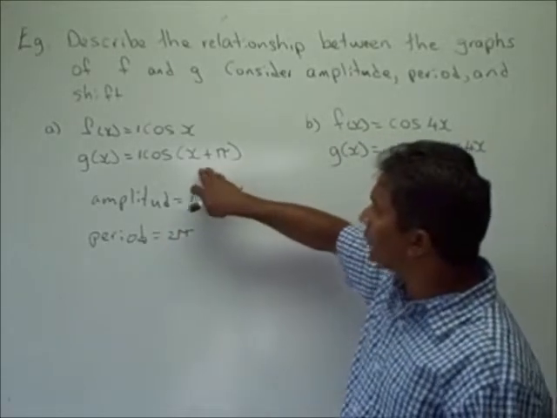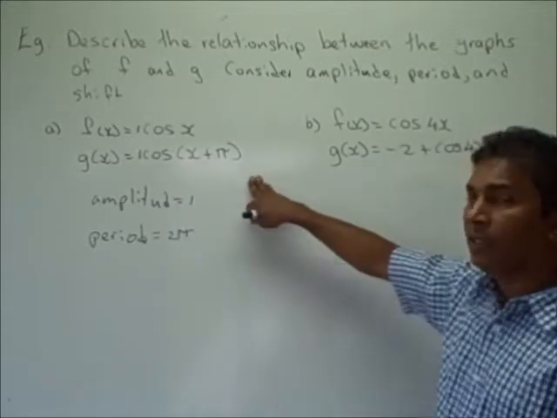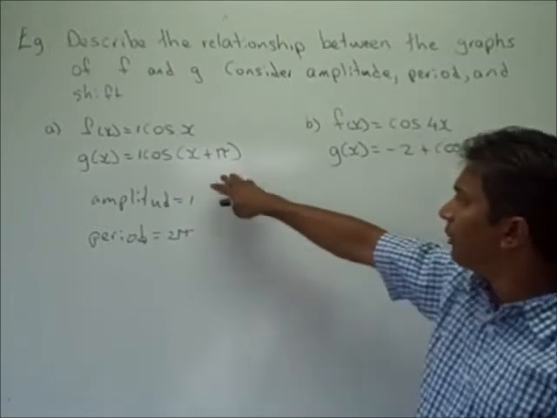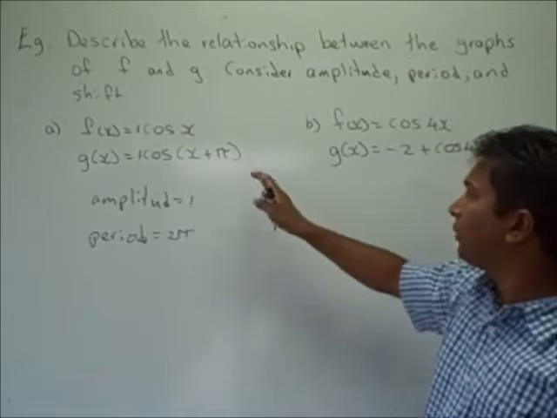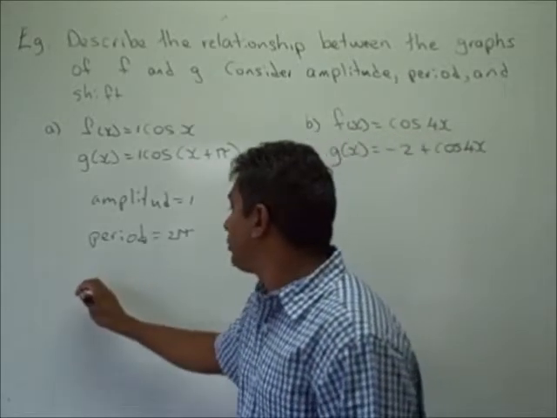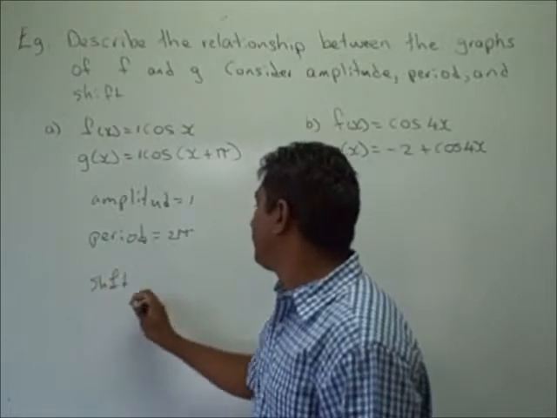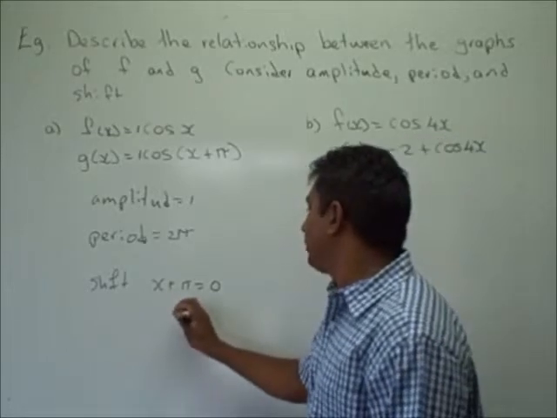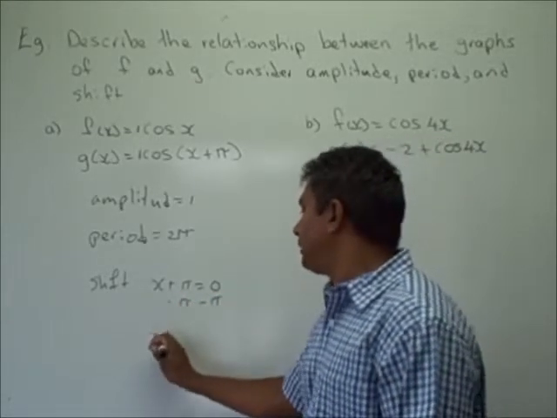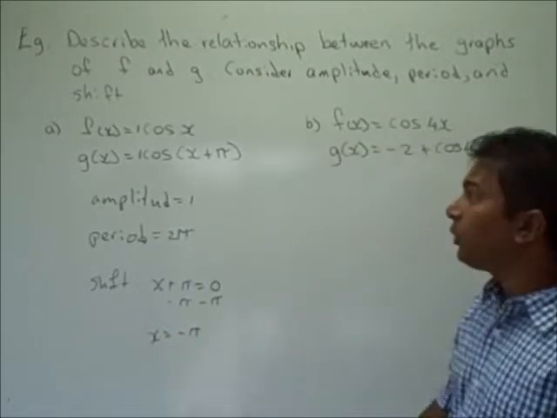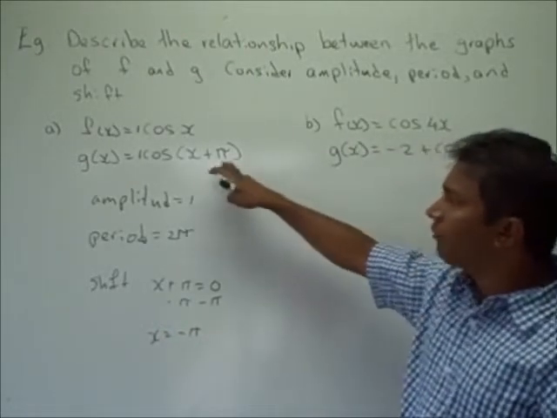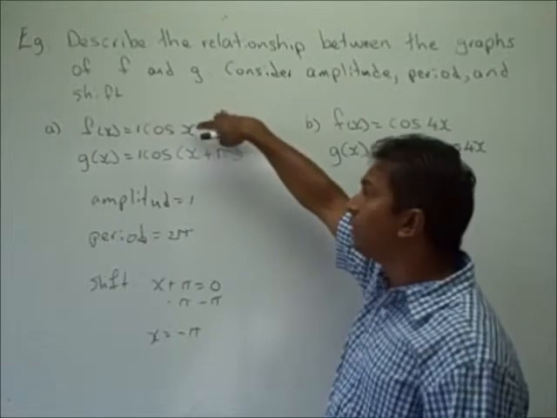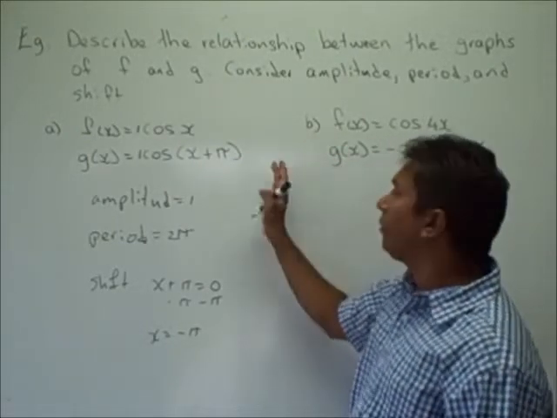And the second one, g of x, we realize it's now x plus pi. Whatever is inside the parentheses is a horizontal shift. And we can determine our horizontal shift by setting this equal to 0 and solving it. So our shift would be x plus pi equal to 0. So subtract pi from both sides. x is equal to negative pi. So we realize that this graph, g of x, is shifted pi units to the left. So it's basically the same thing as the f of x function, except it's shifted pi units to the left.